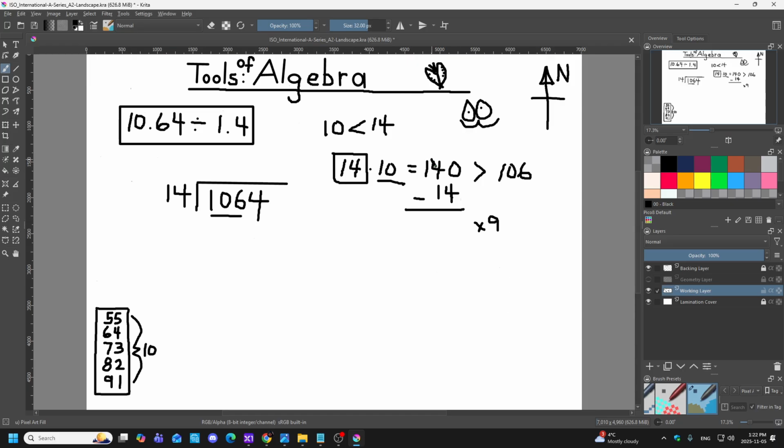Alright, so I'm going to borrow from the 4. The 4 becomes a 3. We're going to give that 1 that we're borrowing to the 10, to the 0, to make it 10. Okay, now we have 10. Subtract 4, which is 6.